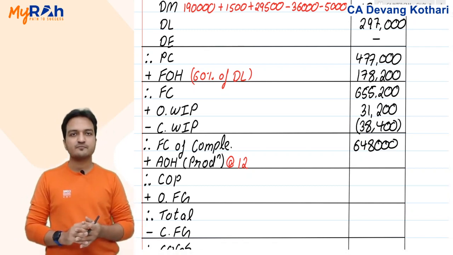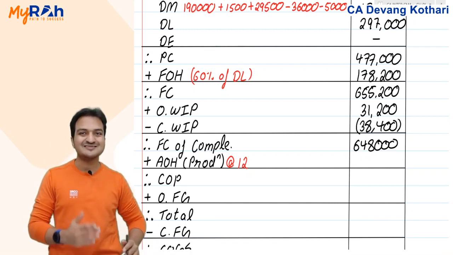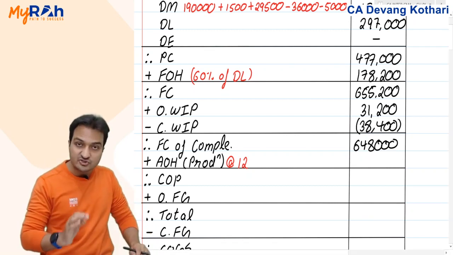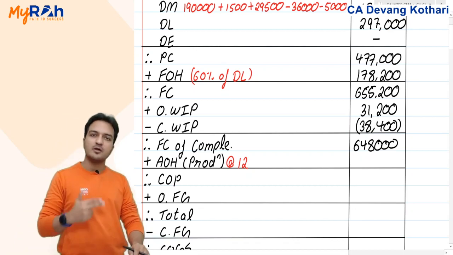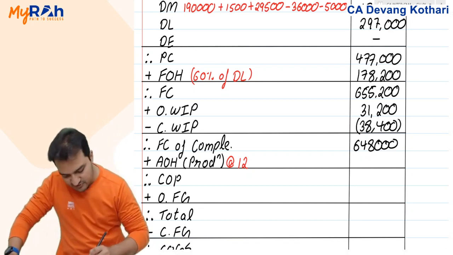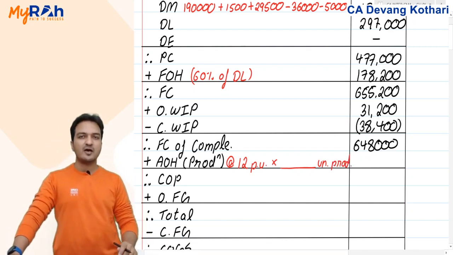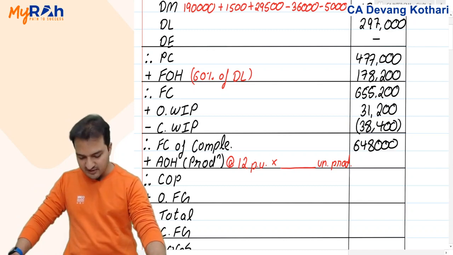But again, in this question, just like the previous question, do I know the number of units produced so far? Right now, do I have the production units? No. Well, so it is 12 per unit into dash units produced. So far, I do not know the production units. So, okay, I'll keep that pending.